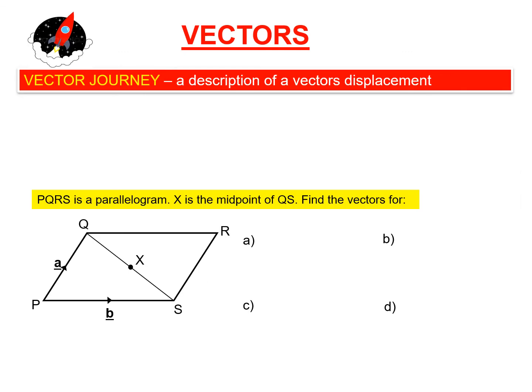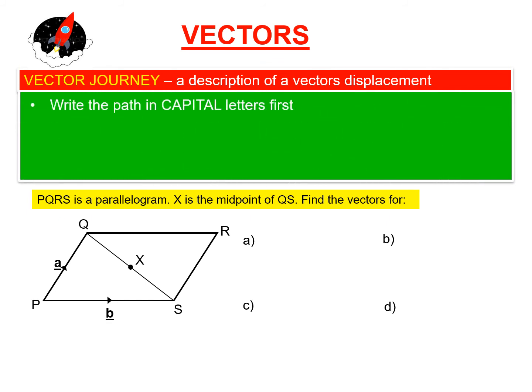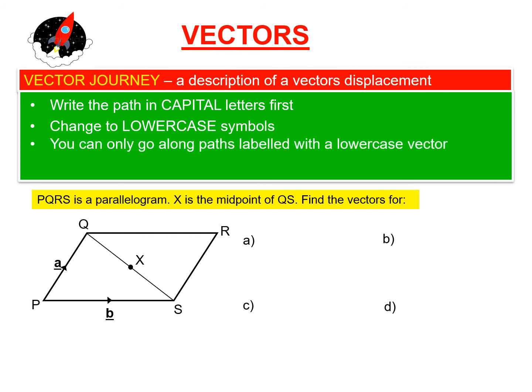Another thing we looked at was vector journeys, and we just said that that was a description of a vector's displacement. When we're doing vector journeys, we need to remember to write the path in the capital letter symbols first, then change to the lowercase letters. And remember, we can only go along a path that's labelled with lowercase vectors, and that there may be more than one possible path. So here we've got a parallelogram PQRS. X is the midpoint of QS, and we're being asked to find certain vectors.